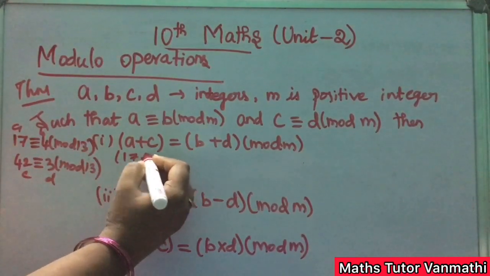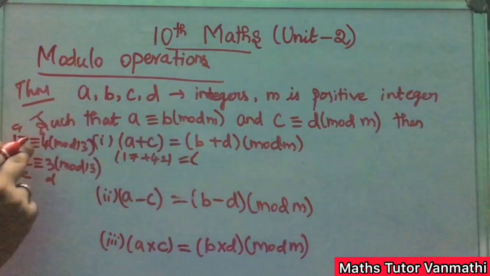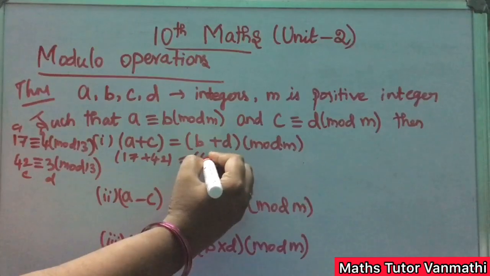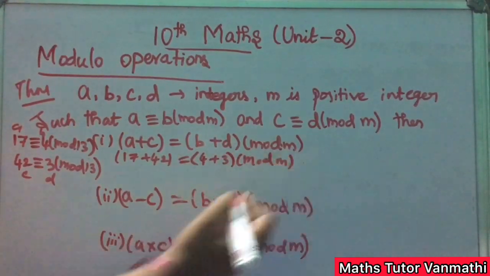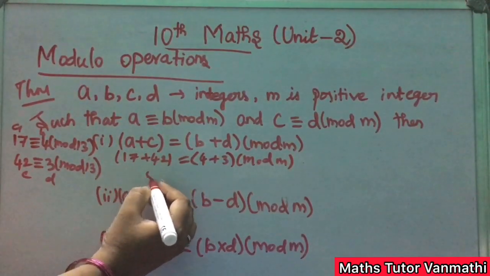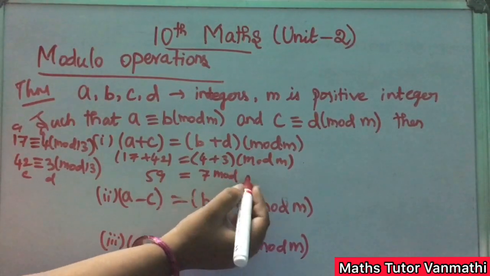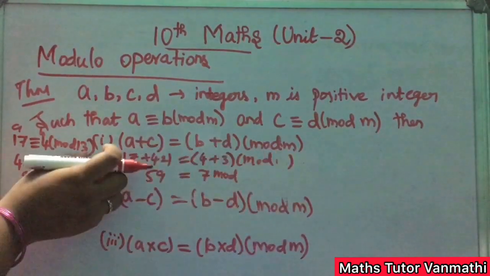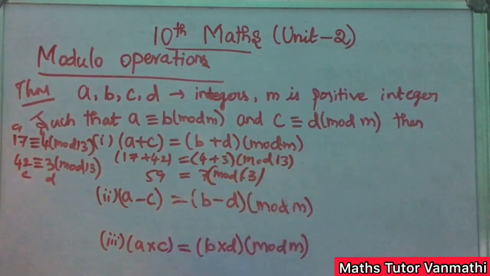Adding these you will get 17 plus 42 equal to b plus d. b is your 4, d is your 3, 4 plus 3 mod m. Then what will you get? 17 plus 42, you will get 59. 59 equal to 7 mod m, which is your mod 13. Okay, 7 mod 13. Clear?